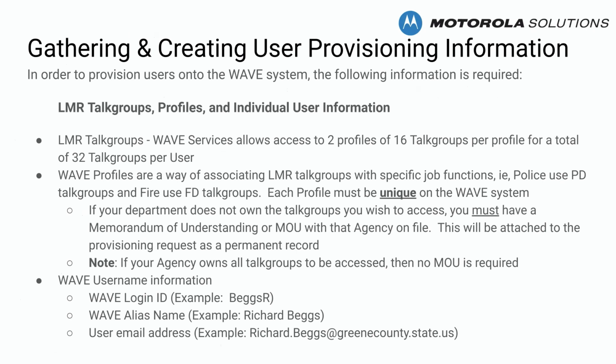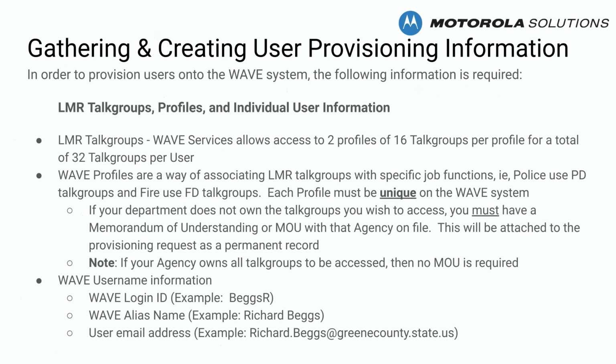Next, we'll talk about gathering and creating user provisioning information. In order to provision users onto the Wave system, the following information is required: LMR Talkgroups, profiles, and individual user information. LMR Talkgroups: Wave Services allows access to 2 profiles of 16 talkgroups per profile for a total of 32 talkgroups per user.